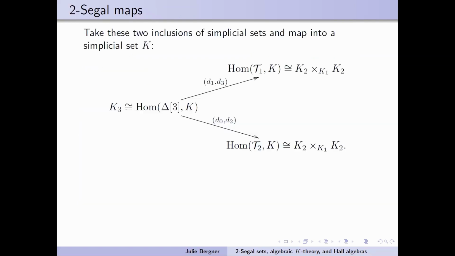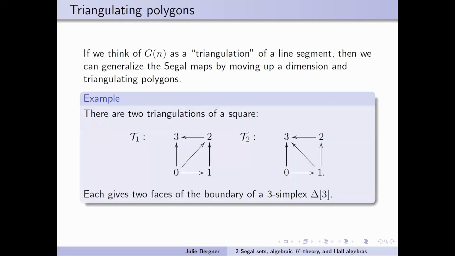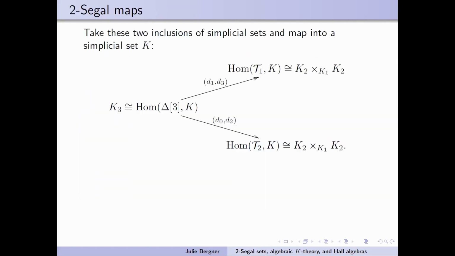All right, so we're going to do the same thing that we did with the one Segal maps. I have these maps, these inclusions of T1 and T2 into a three simplex. And now let me just map those to a fixed simplicial set K, and I get these different maps. Now, again, when I map delta 3 into K, I get the set of three simplices.